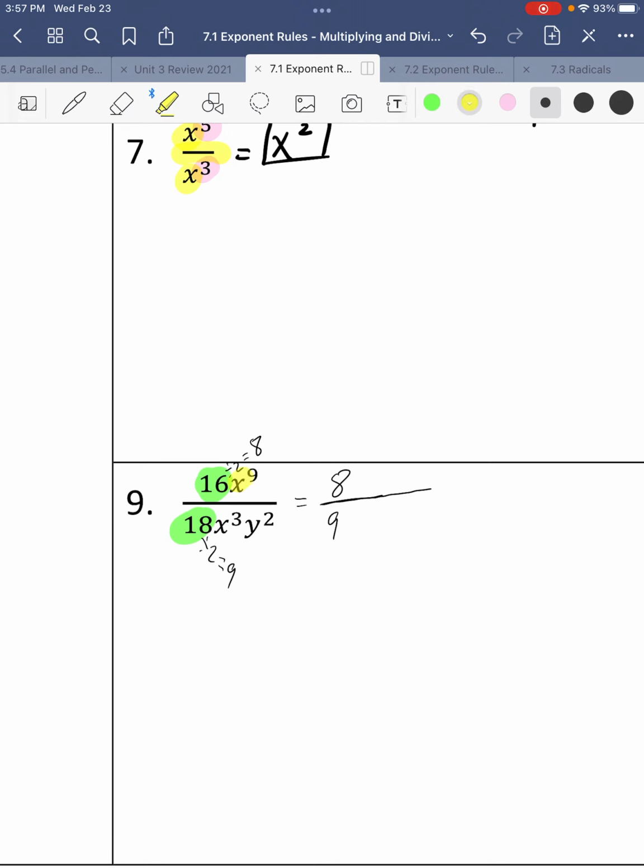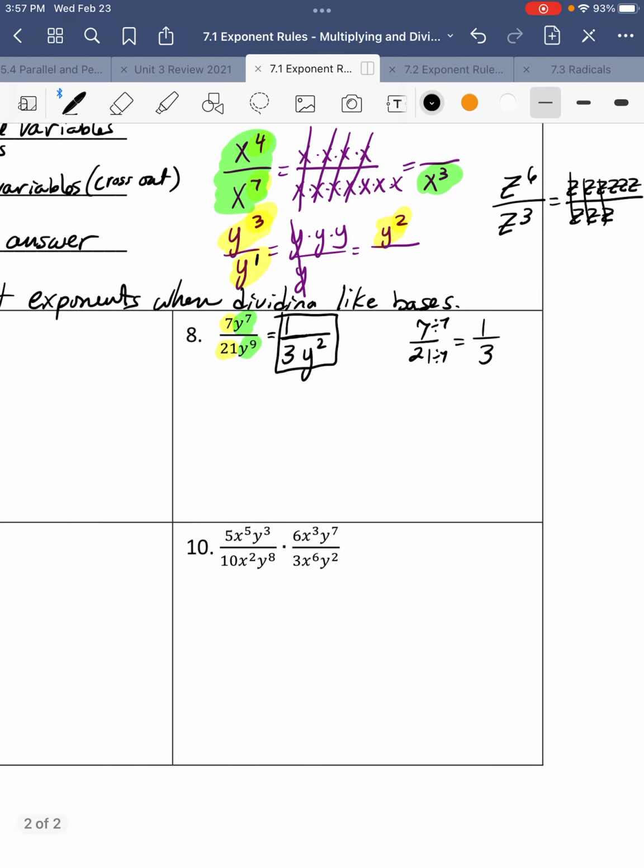Looking at other like terms, we have x to the 9th, x to the 3rd. So I have x to the 9th in the numerator, 3 in the denominator, and we're left with x to the 6th in the numerator, so 9 minus 3 is 6. Y squared, there's no y's in the numerator, so that just stays in the denominator. There's your final answer. And the last problem, whoa.